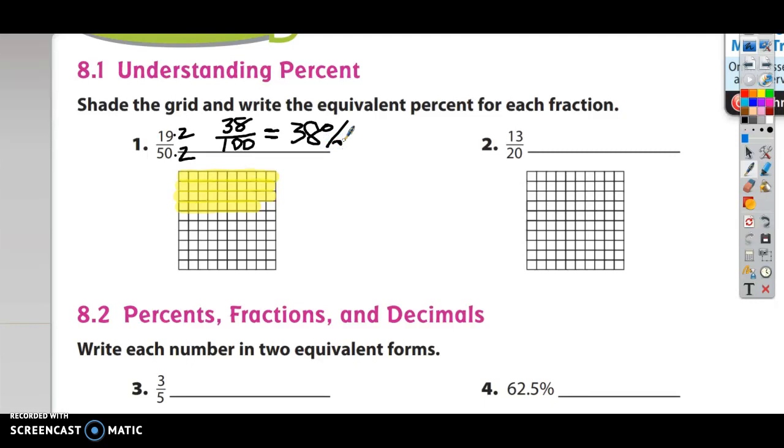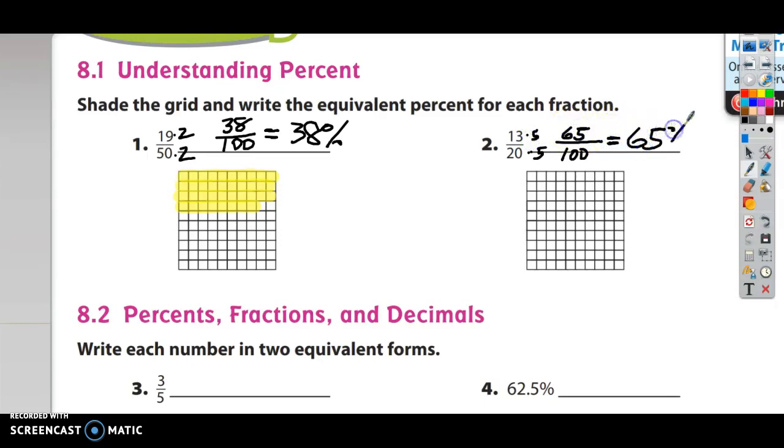We're going to do something very similar for number 2, except we're not going to multiply by 2. In this case, we're going to multiply by 5, because once again, percent means out of 100. So we're going to multiply the denominator by 5, and we get 100. And we're going to multiply the numerator by 5. We're going to get 65. And 65 hundredths is 65%.